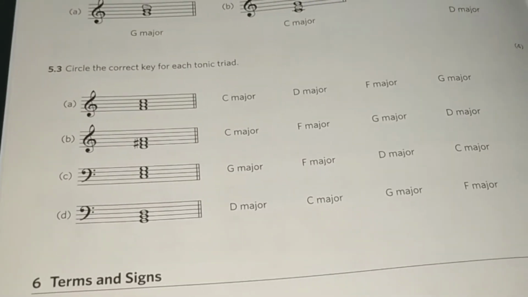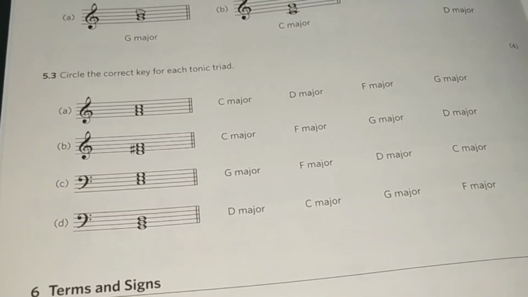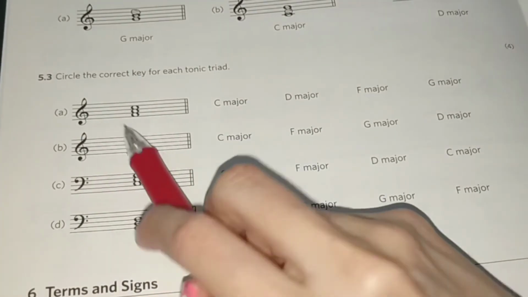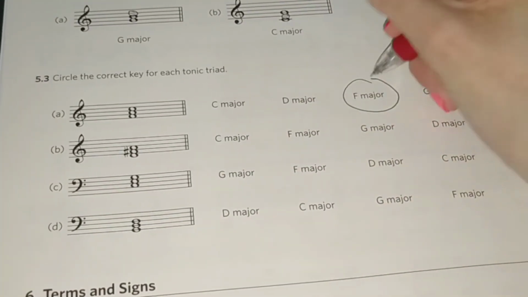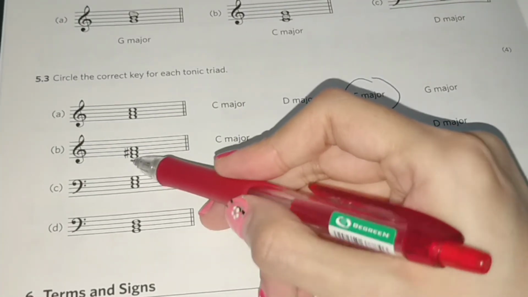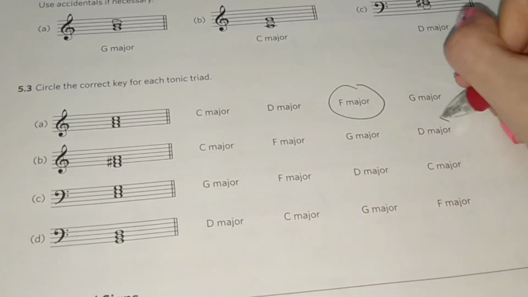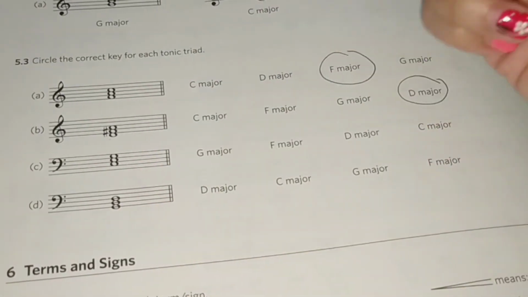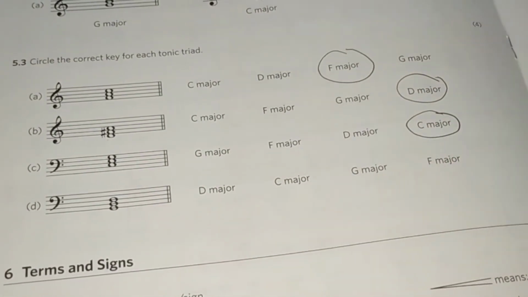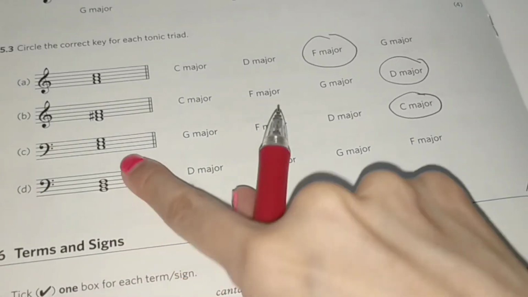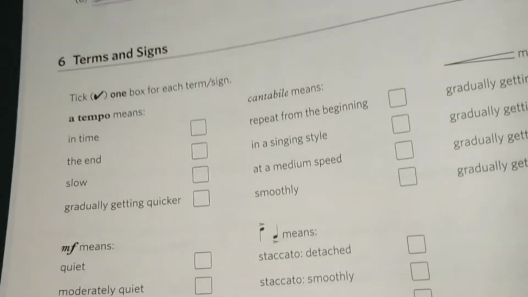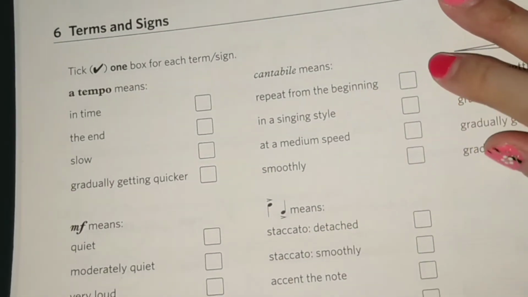Now, next question. Circle the correct key for each tonic triad. This is treble clef, FAC, F major. This one. Now, D, F sharp, A, D major. This one. Bass clef, C, E, D, C major. This one. And G, B, D, G major. This one. Okay. Now, terms and signs.